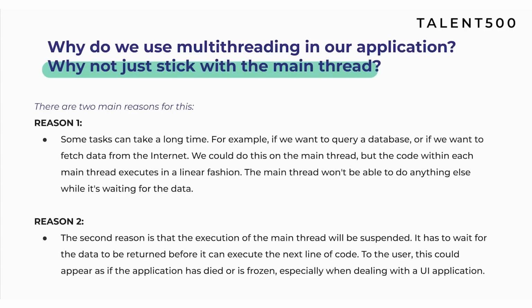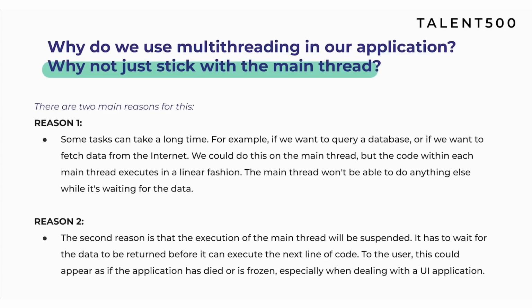The best way to answer such questions is by giving or quoting some examples. It will give the interviewer the hint that you know the concepts in depth. Now, why do we use multi-threading in our application? Some tasks require a long time. For example, when you query a database or you fetch some data from the internet, we can do it on the main thread, but in the main thread everything executes synchronously, one by one. The first line of code is executed, then only the second line of code will be executed, as the main thread does things in a linear fashion. Now if we do a network call or query the database on the main thread, it will keep on waiting for the data and will not execute the further lines of code.